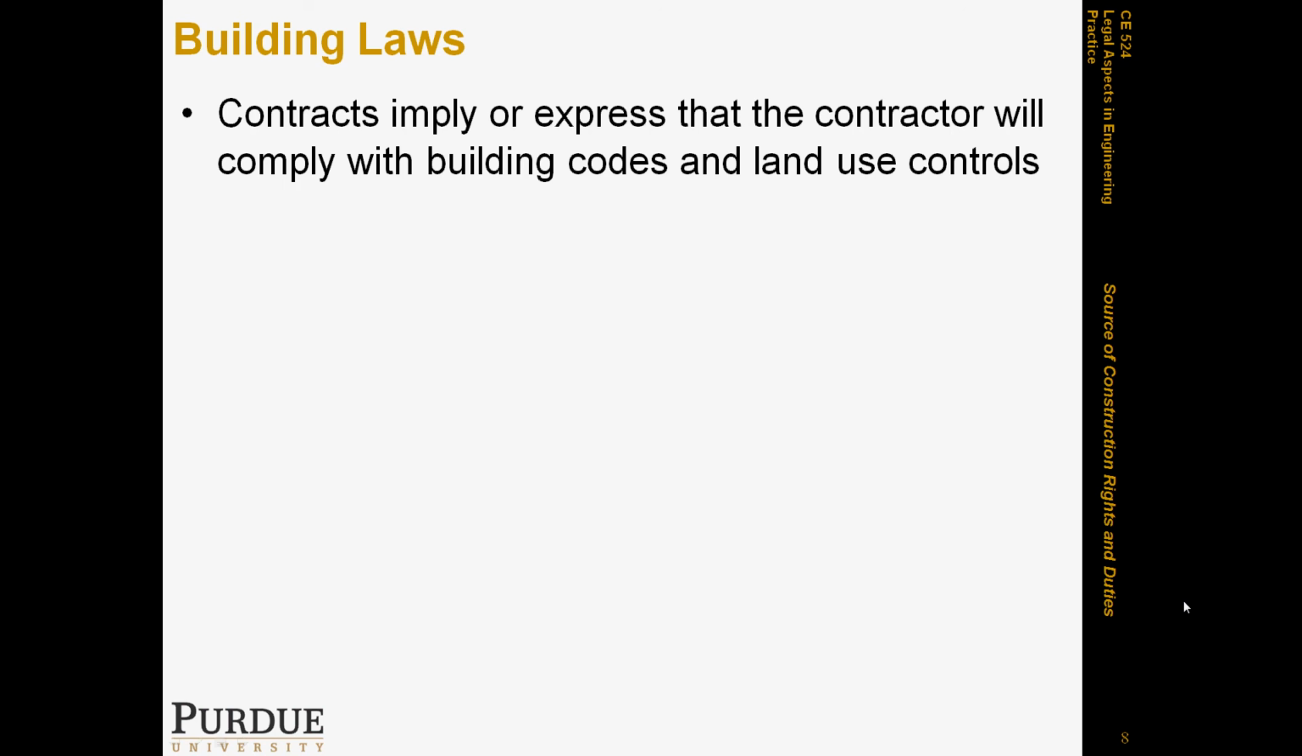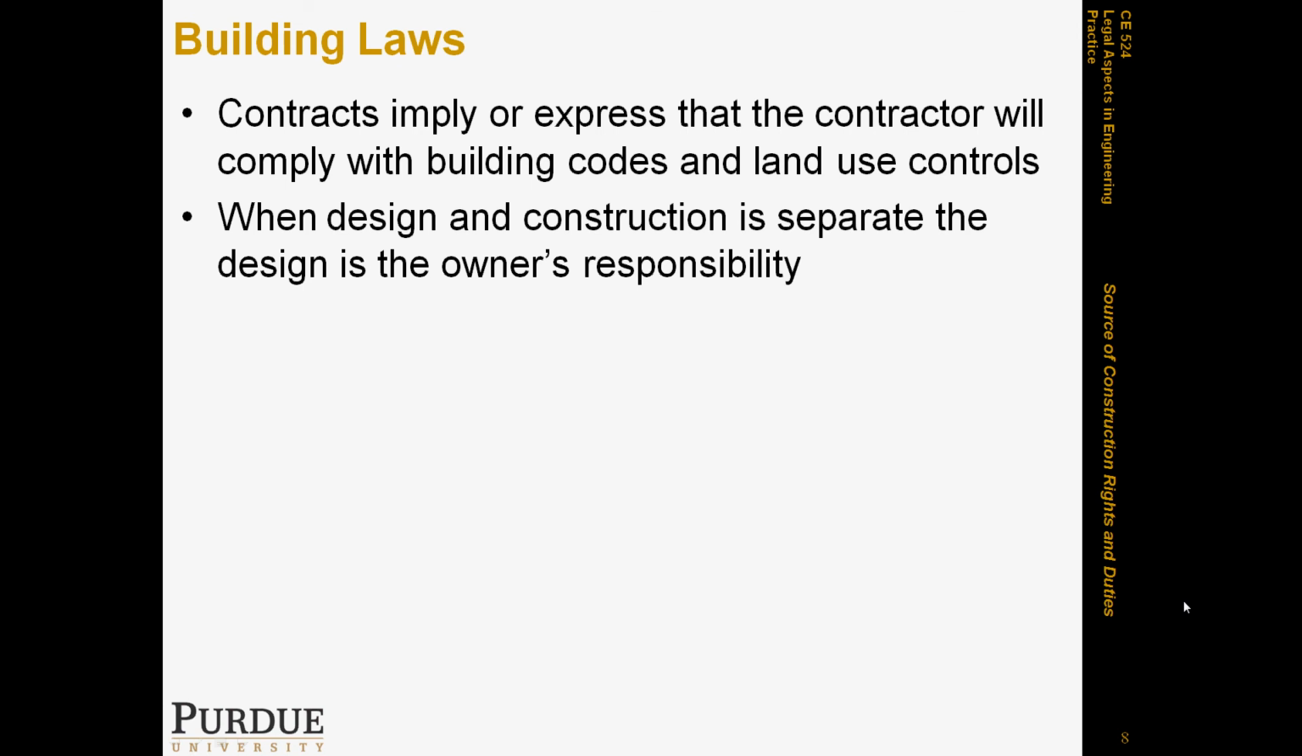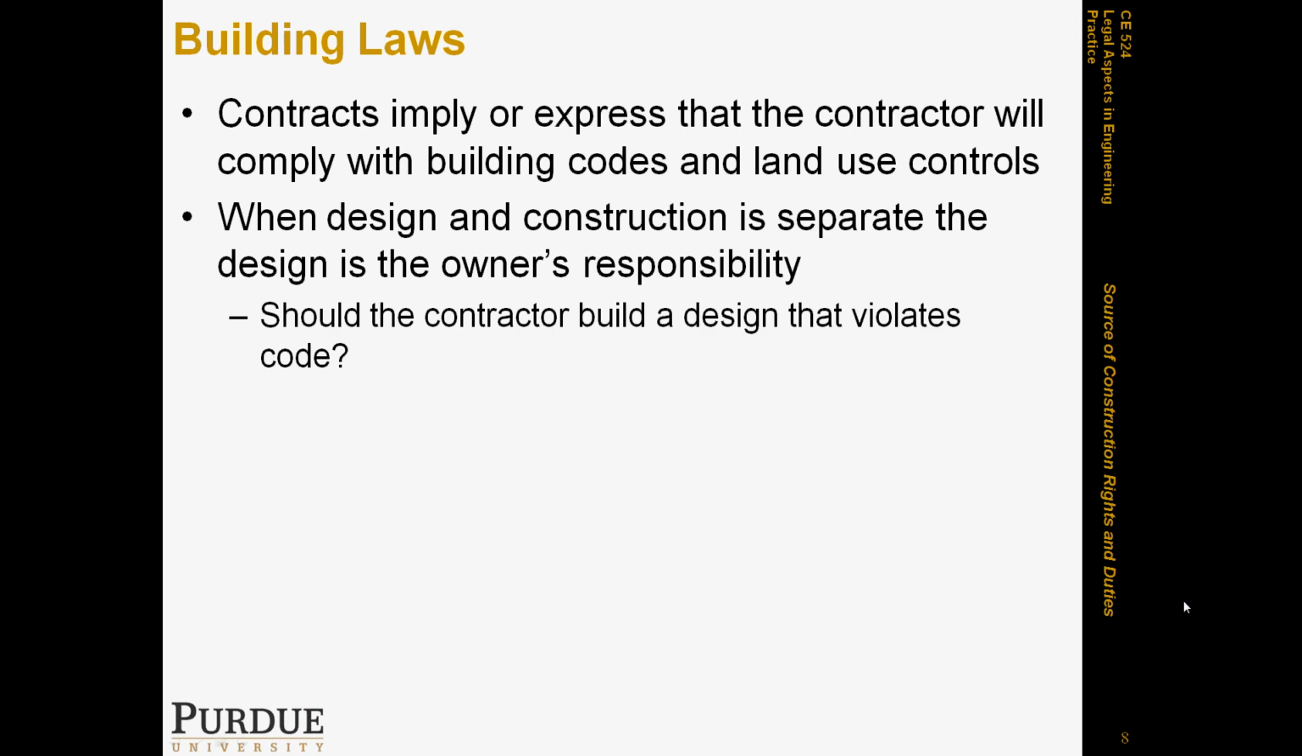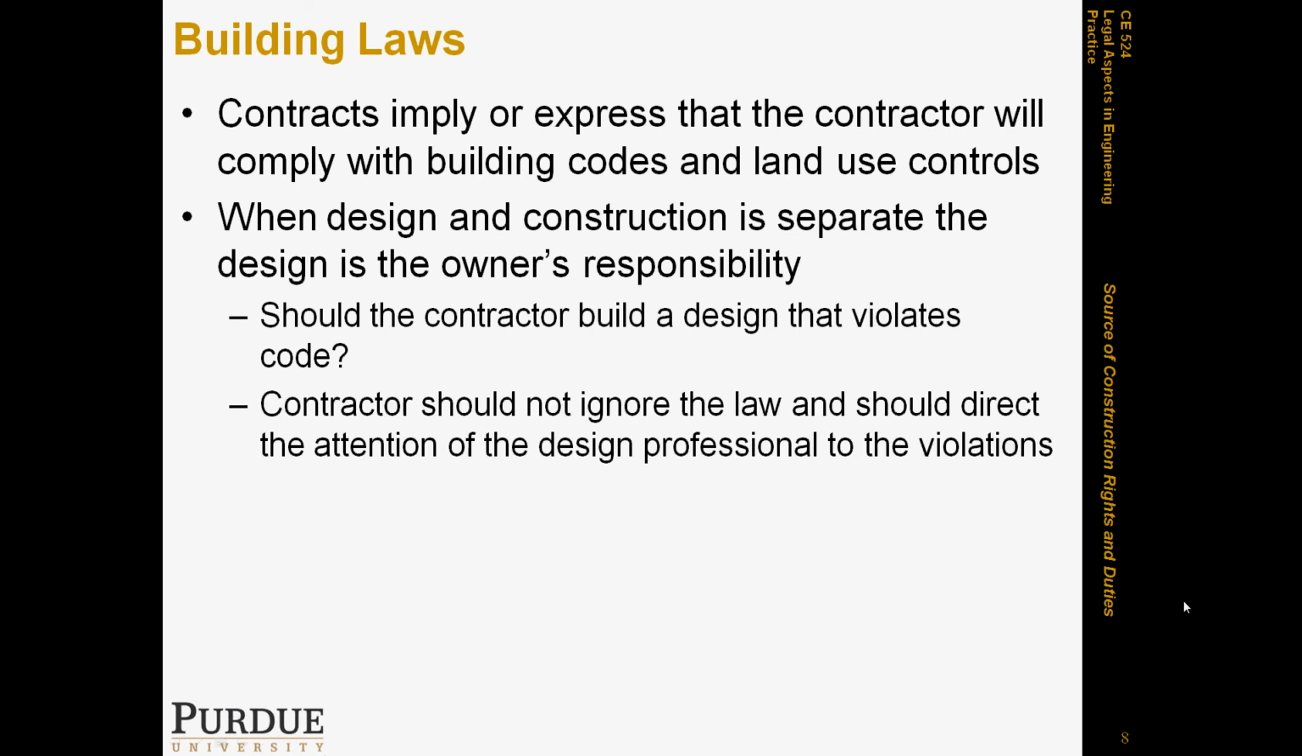In many cases, we have separate entities that are performing the design and the construction. Sometimes the designer is the one who made the mistake, or for example has violated the code. So in the case that design and construction are separate, design is the owner's responsibility for the most part. And the question you should ask there is, should the contractor build a design that violates a code? The answer is that the contractor should not ignore the law, and should direct the attention of the design professional to its violations.